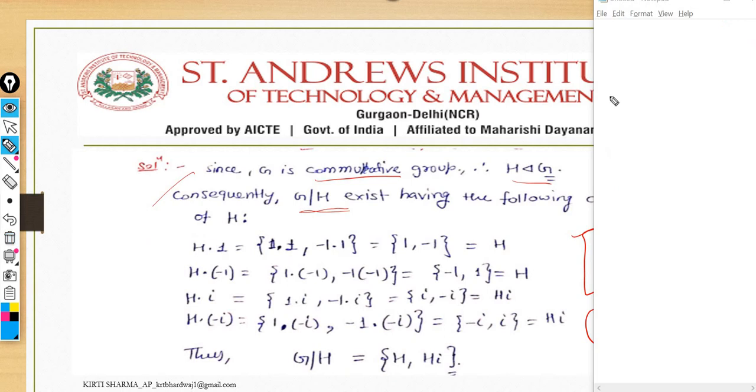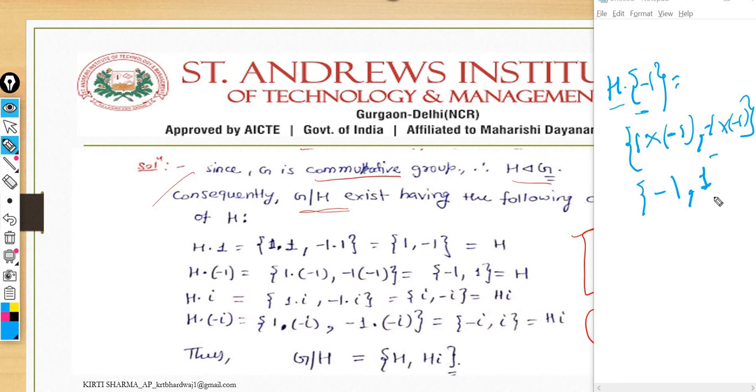Next, what do we have? H with the second element of the group G, minus 1. How can you compute it? What is the element of H? 1. Then the operator is the multiplication operator, and I'm applying minus 1. Then after the comma, the next element of H is minus 1, multiplied by minus 1. So the resultant answer is minus 1, comma plus 1. It is also H, the element of H itself, right? I hope it is also clear.